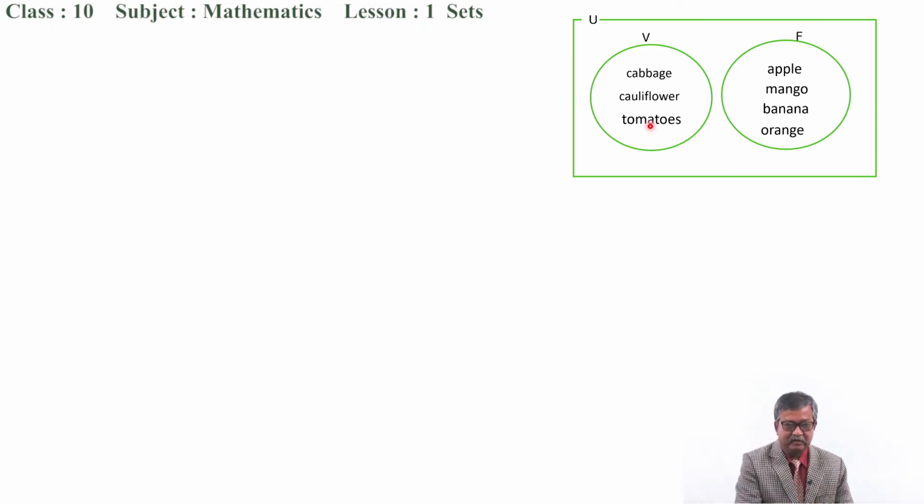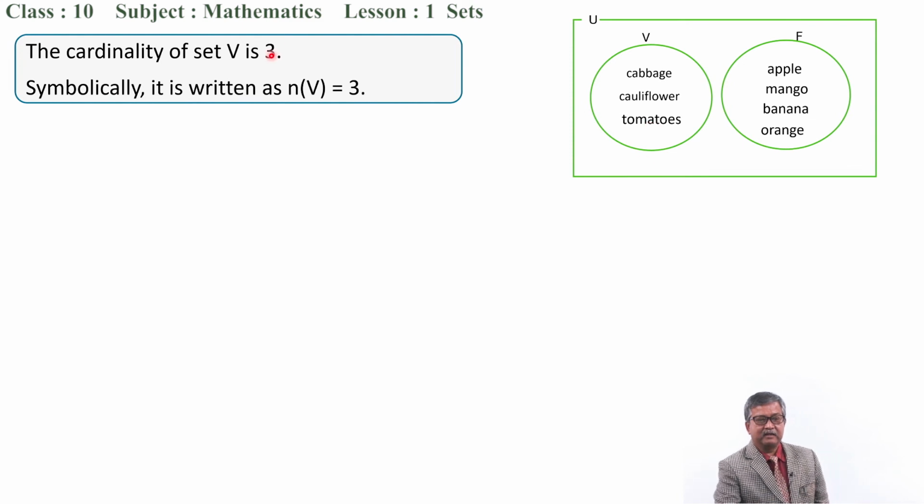Then we can say that the cardinality of set V is 3, and symbolically it is written as n(V) = 3. So this is the symbol of the cardinality of the set. So n denotes the number, and in the set it is called the cardinality. Cardinality means the number of elements contained in the set.